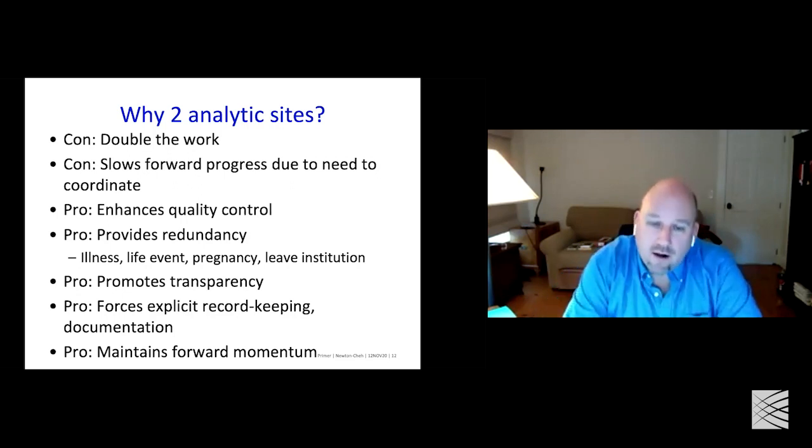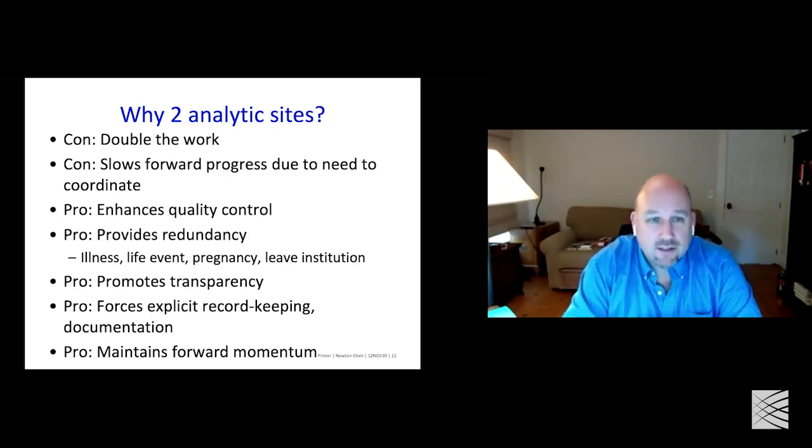When thinking about why have 2 central analytic sites that are performing identical work for, say, the primary association analyses and QC of the data, well, a con is clearly it's double the work. It's 2 groups having to do exactly the same thing. And so to some extent, reinventing the wheel has a redundancy to it, and it can slow the forward progress of the project due to the need to coordinate between 2 sites.